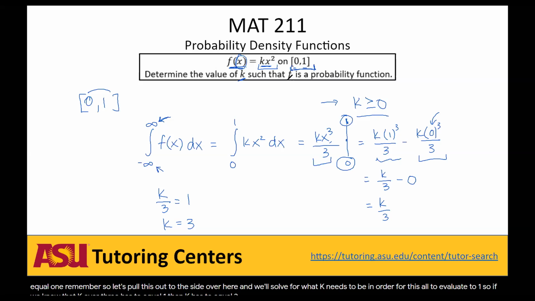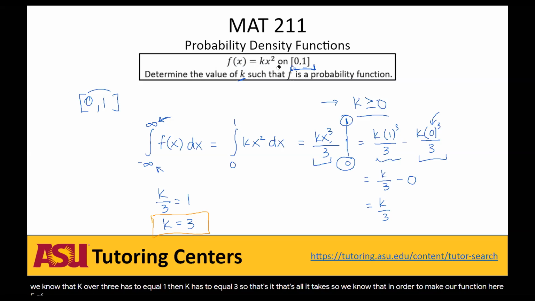So that's it. That's all it takes. So we know that in order to make our function here, f of x equals k times x squared, a probability density function on the range 0 to 1, we need to have k be equal to 3.